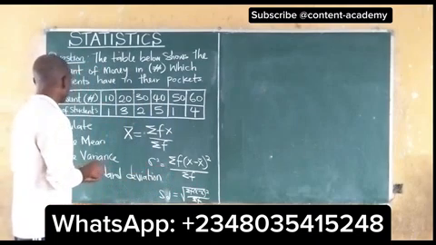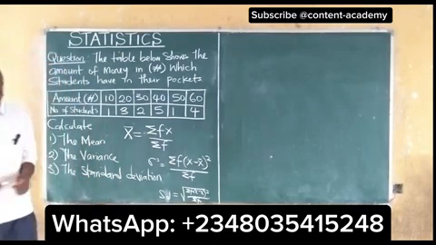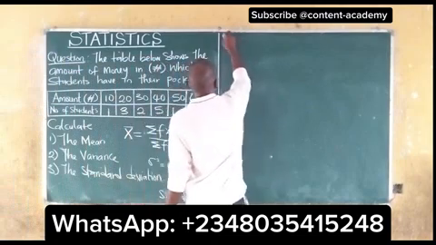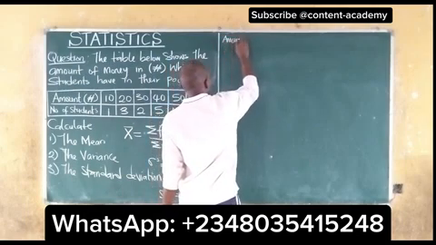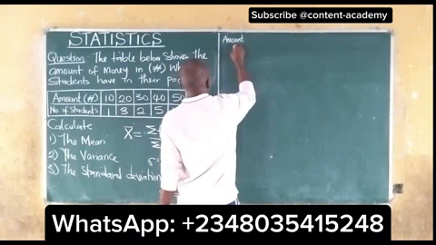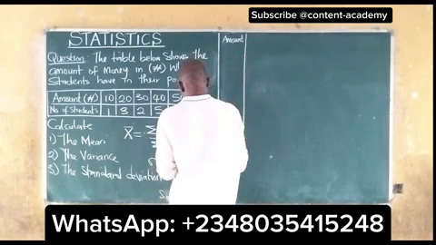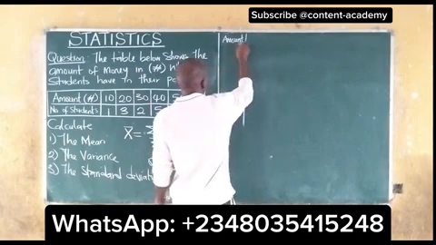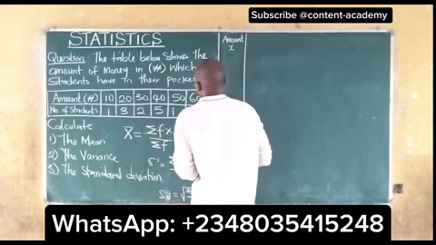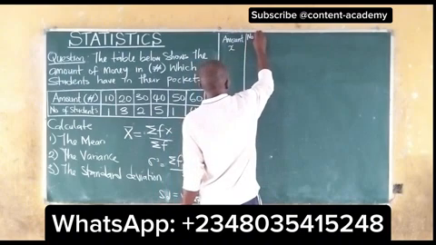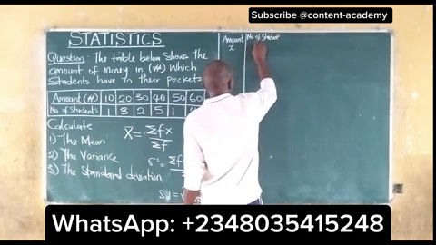So that is it. Now, the first thing for us to do is to rewrite this out properly. We'll form our table. Our first column here will be amount, which is x. We also have number of students, which is our F value.